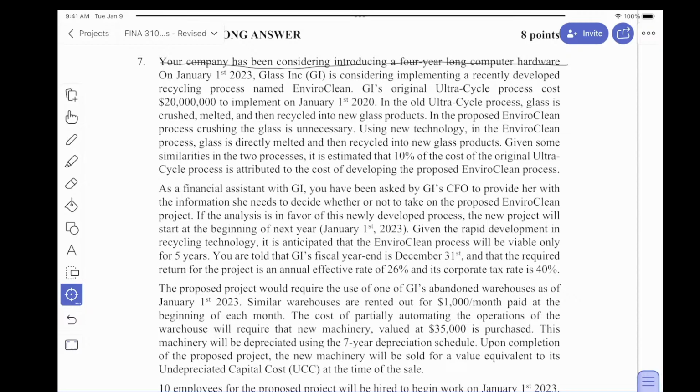So is there any cash flow information in here? Let's see.